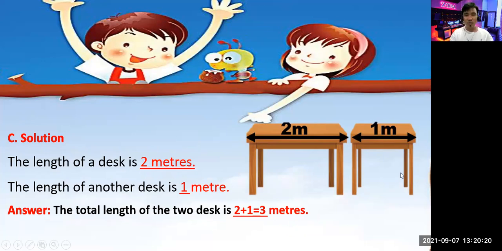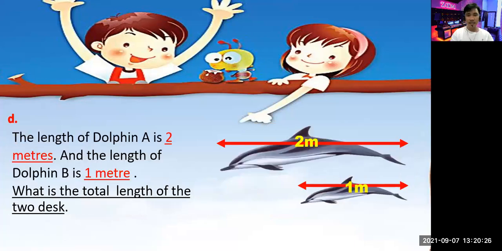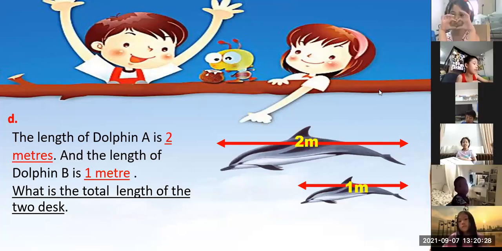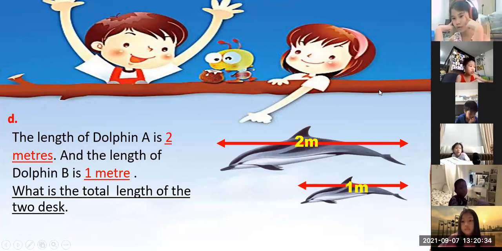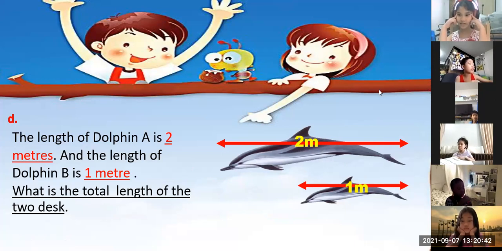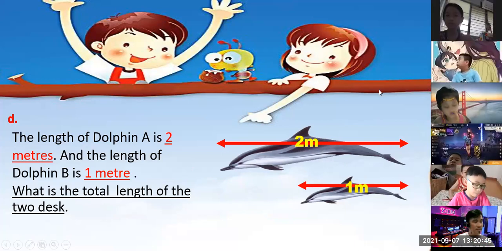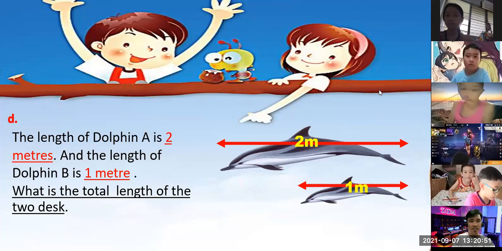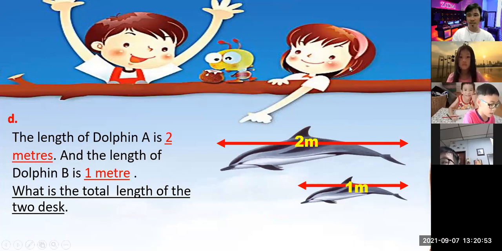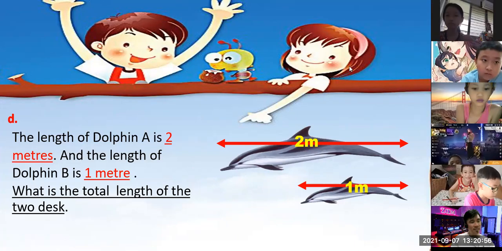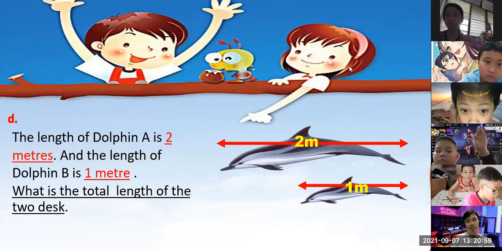Now letter D. Who wants to read letter D? Who can read? Japan, we will call Japan. Japan, can you read letter D for us? Okay, thank you. Go ahead, Japan. The length of dolphin A is 2 meters, and the length of dolphin B is 1 meter.